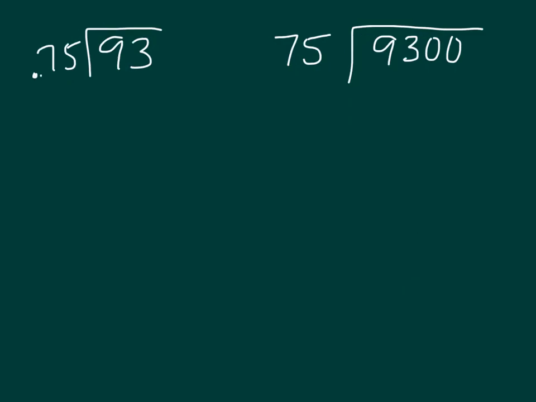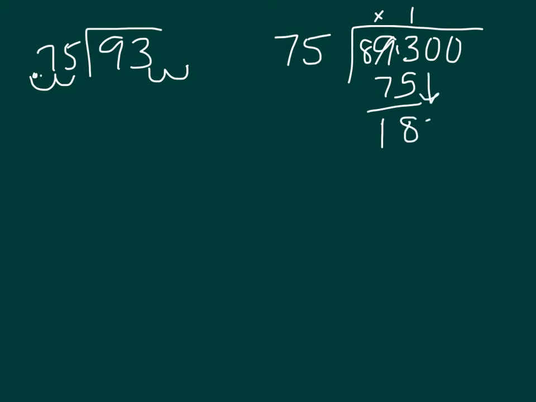So once again, I already showed that I went over 2 here, so I need to go over 2, and I rewrote it with the zeros. 75 doesn't go into 9, but it goes into 93 one time. That's an easy one. 13 minus 5 is 8. 8 minus 7 is 1.